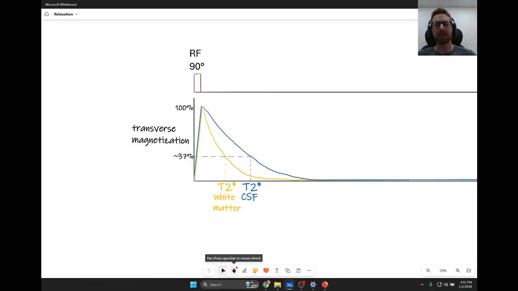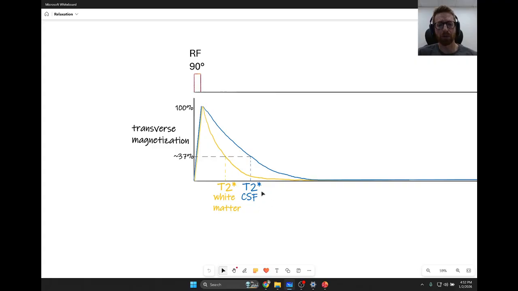refers to tissue differences that result from their different T2 star properties. Remember, tissue contrast is just signal differences in tissues that allows us to distinguish them. So if tissues have different T2 star properties, theoretically we should be able to tell them apart on a T2 star weighted image. So what we're going to talk about now is how do we generate a T2 star weighted image? So let's consider two tissues, cerebrospinal fluid and white matter.